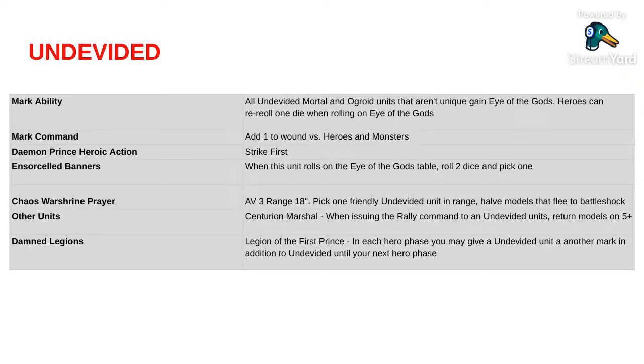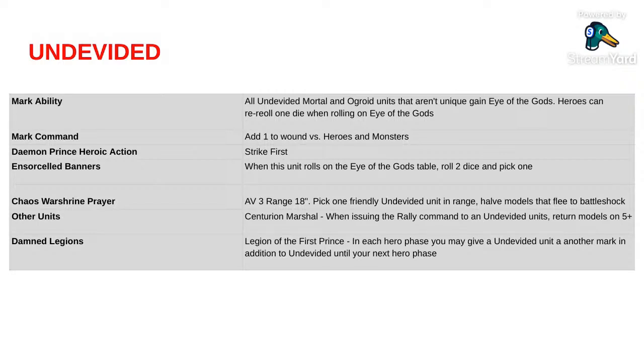So on a base level, the Mark of Chaos for Undivided doesn't actually do anything right off the rip. It's going to be triggered by the ability to roll on the Eye of the Gods table. So your units are going to have to do something first to actually get that roll. You have a command ability that is available to your Undivided units that gives them +1 to wound for melee attacks against heroes and monsters.